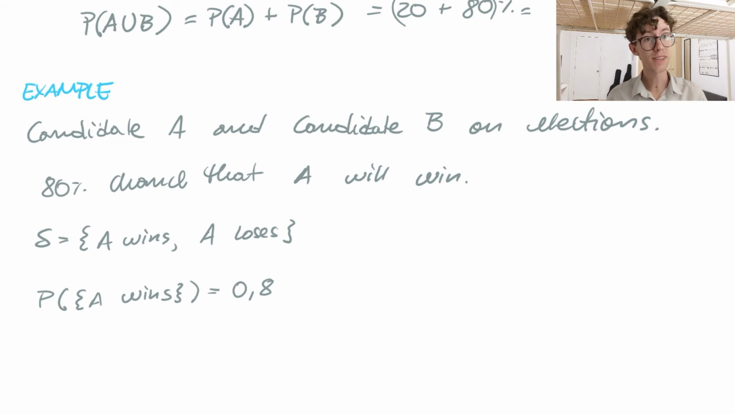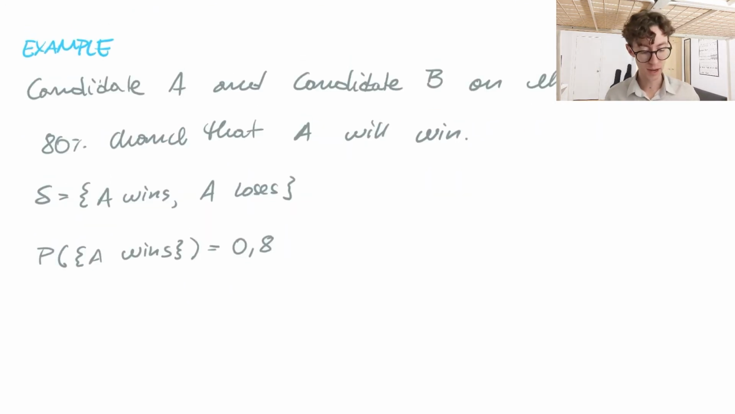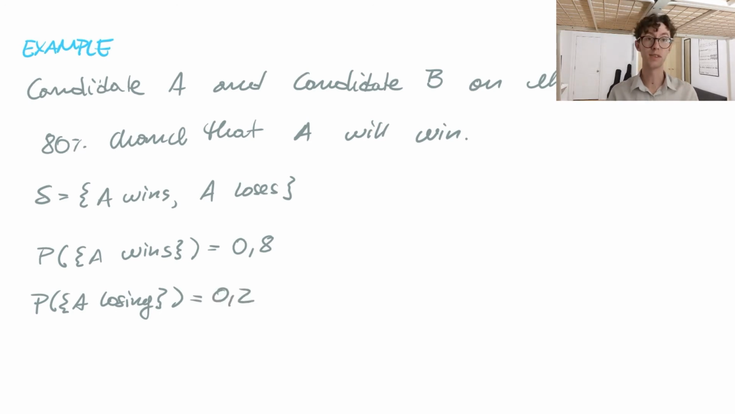What is the probability of A loses then, if we know that the probability of A winning is equal to 0.8? You can pause the video and try that if you want. I'll give the answer right now. That's pretty straightforward, right? I think we all have some kind of intuition for this: if there's an 80% chance that A wins, then the probability of A losing is equal to 20% or 0.2.